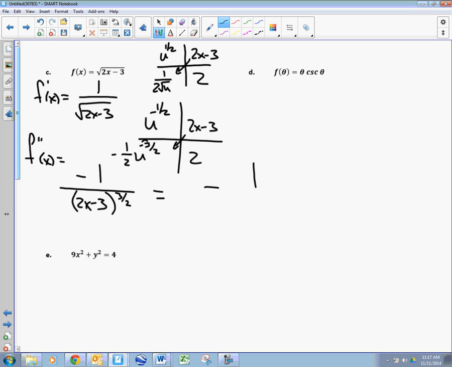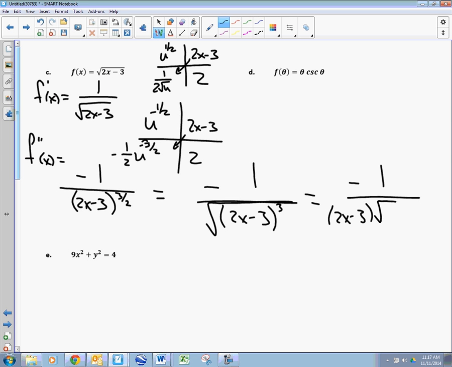If you do negative 1 over the square root of (2x minus 3) to the 3rd power, you have a perfect square you could take out. Technically, this should be simplified to negative 1 over (2x minus 3) times the square root of 2x minus 3. Technically, you shouldn't be leaving it like that. You should write it like that. So just go ahead and leave the rational exponent. Okay.